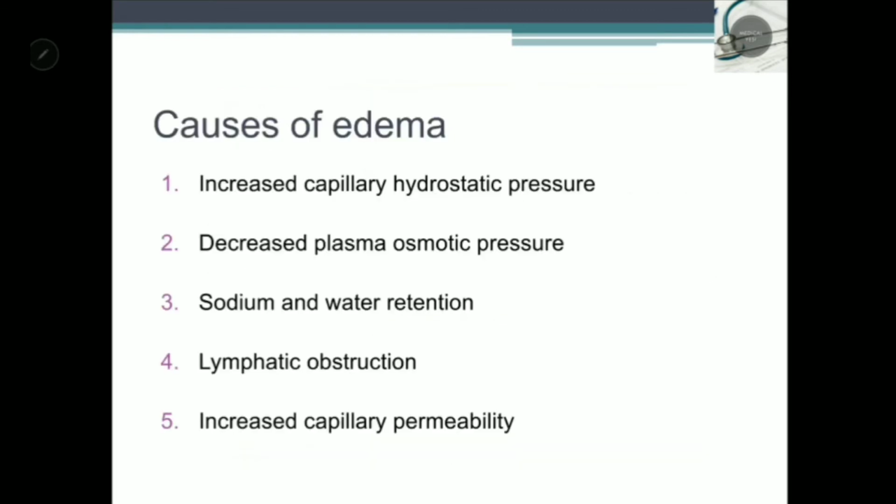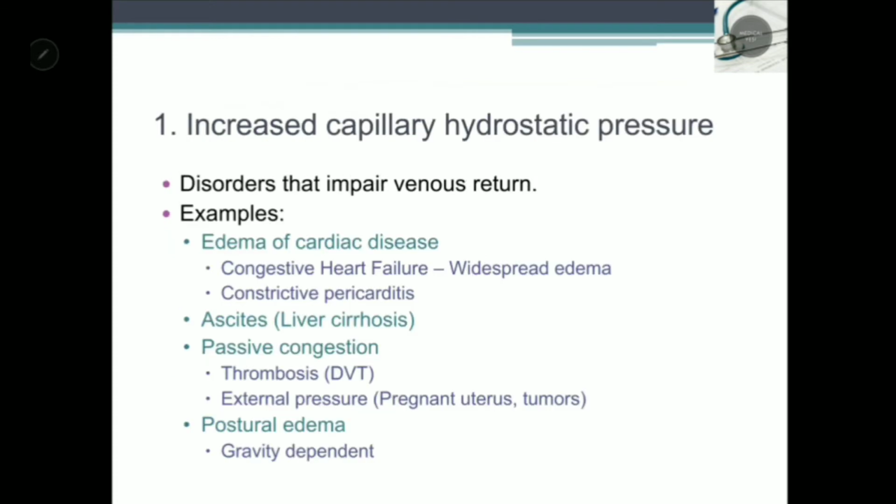Now, what are the different causes of edema? Edema can occur because of increased capillary hydrostatic pressure, due to decreased plasma osmotic pressure, due to sodium and water retention in our body, due to lymphatic obstruction, or even due to increased capillary permeability. So now we'll discuss them one by one. The first one is increased capillary hydrostatic pressure.